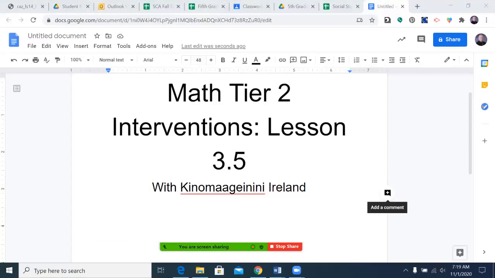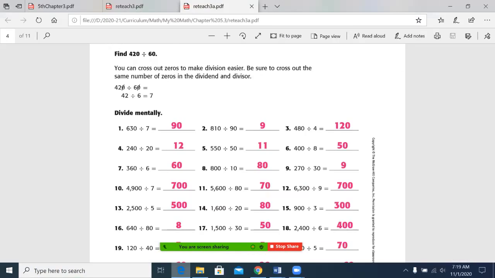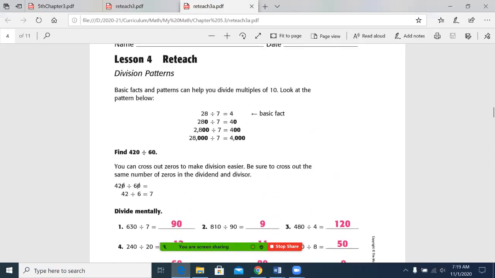Today's lesson, 3.5. We'll begin with a review of our last session, the reteach from 3.4.